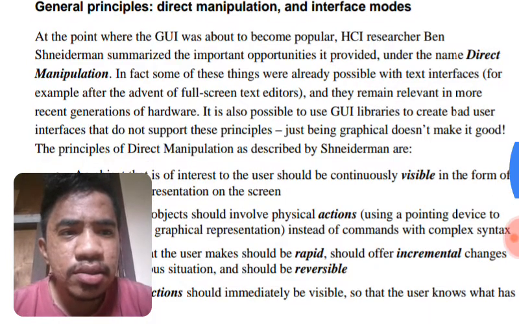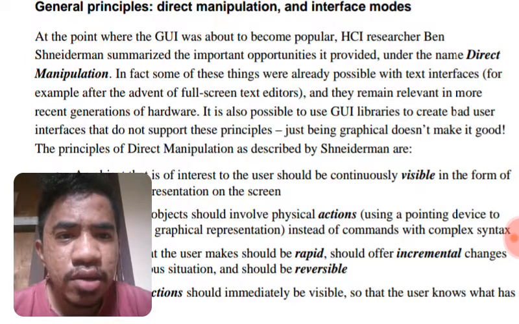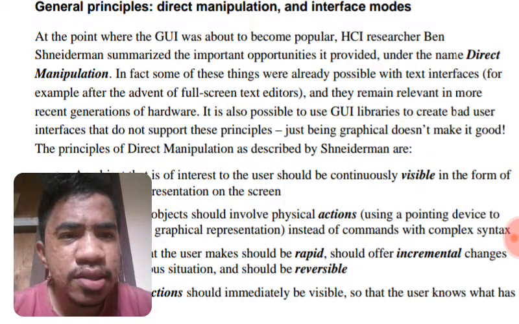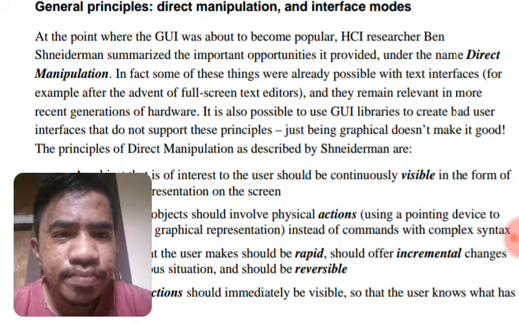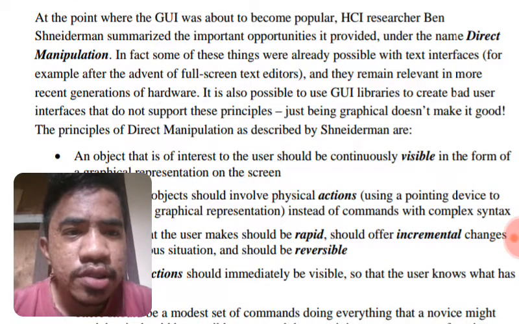they remain relevant in more recent generations of hardware. It is also possible to use GUI libraries to create bad user interfaces that do not support this principle. Just being graphical does not make it good.